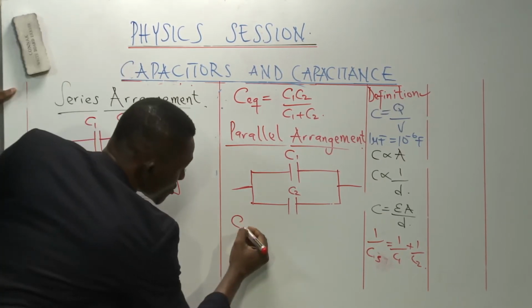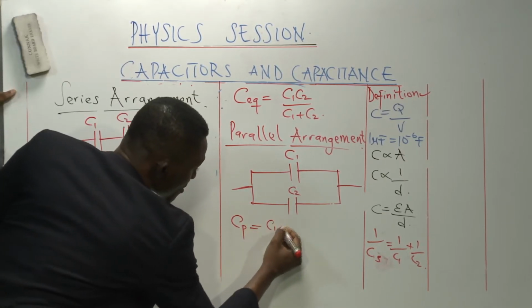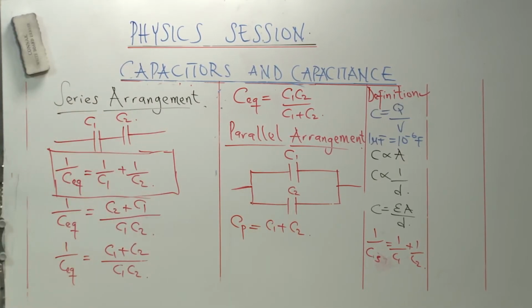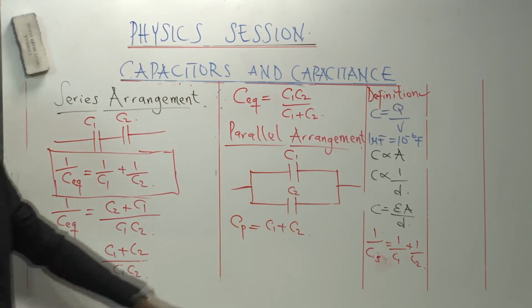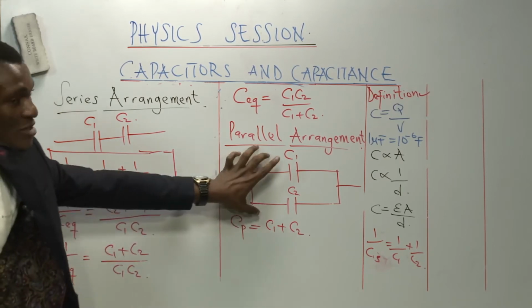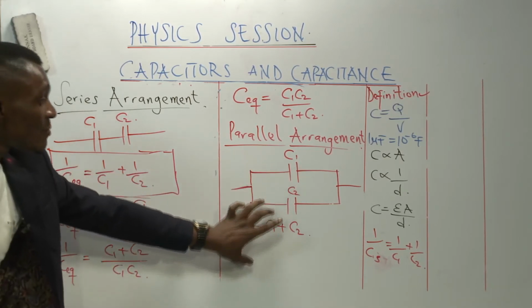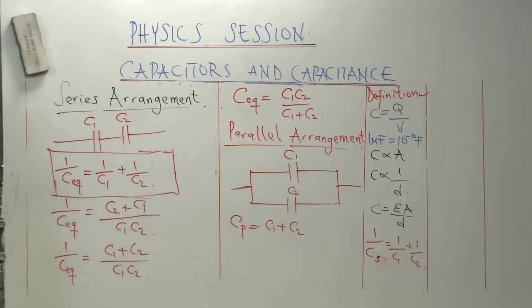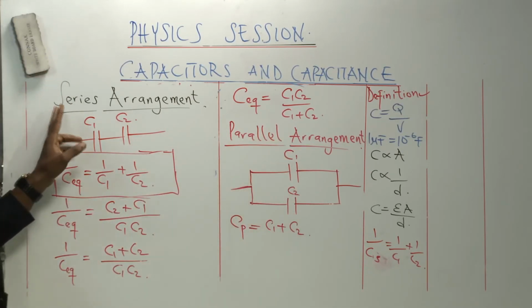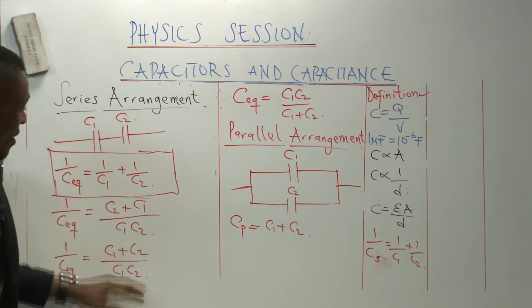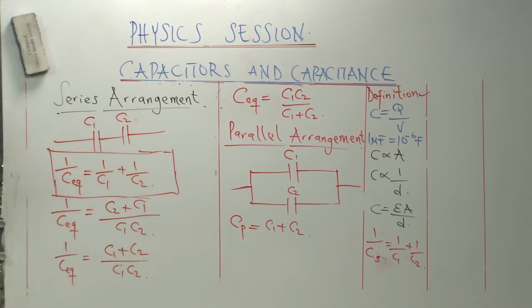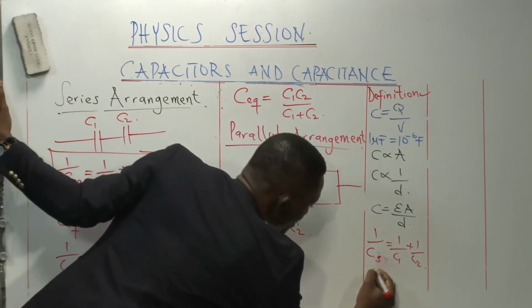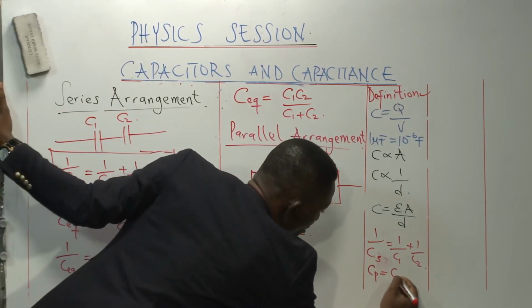Whenever we have something like this, it's very simple. C parallel is equal to C1 plus C2. As simple as that. So when two capacitors are arranged in parallel, we just add both of them together. But when they are arranged in series, we have to use this formula to get our equivalent capacitance.